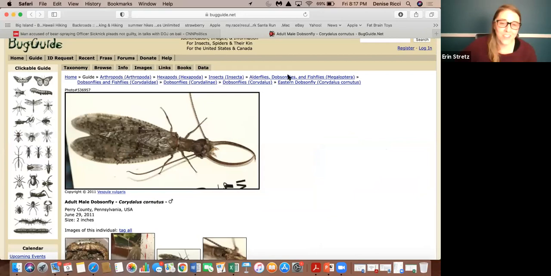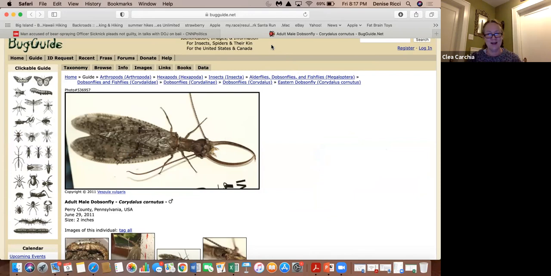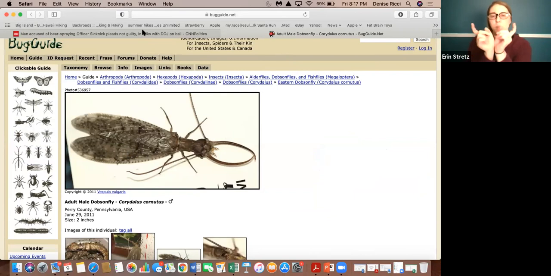Here we have the Dobsonfly adult. I have one question. What are those claws? They look really scary. In the larval phase, the hellgrammite, those jaws will get you. As the adult, they only use these to mate, to hang on to the Dobsonfly in front of them.